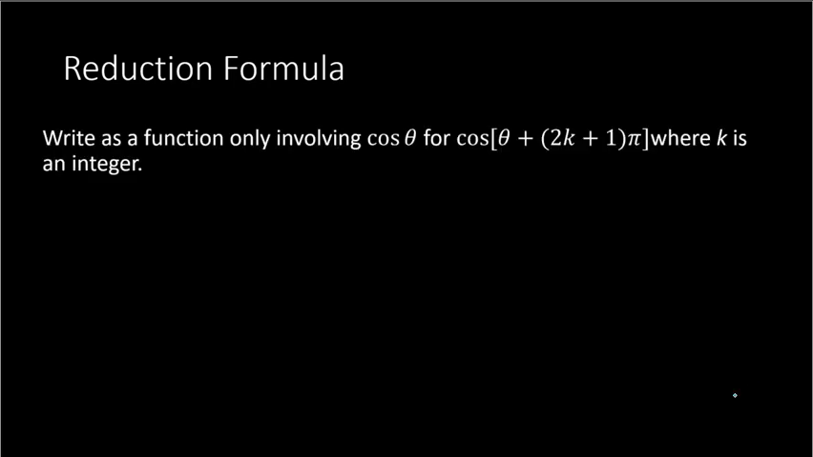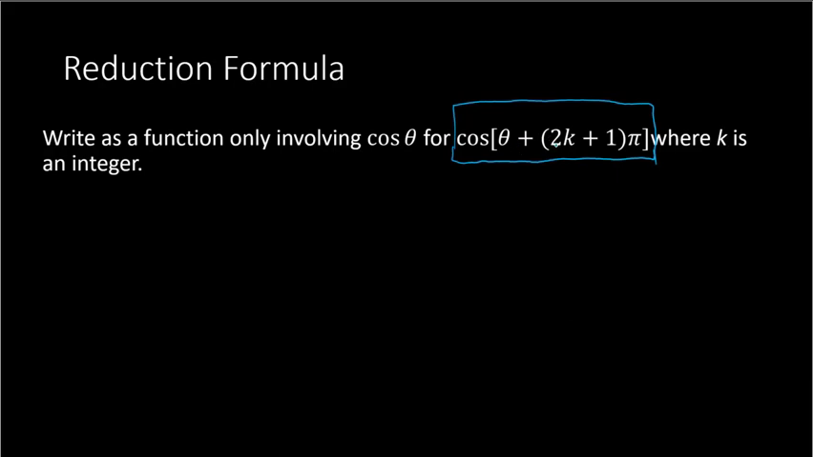Now, one more thing to take care of in this lesson, and that is called a reduction formula. With the reduction formula, we're going to take something like this, where we are told to write as a function only involving cosine of theta for this right here, where k is an integer. So we're taking this expression and we want to rewrite it as a function only involving cosine of theta. We're taking this and reducing it into something else, and that's where the name comes from.